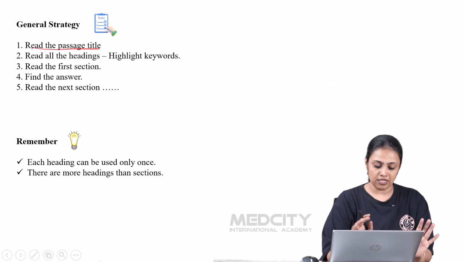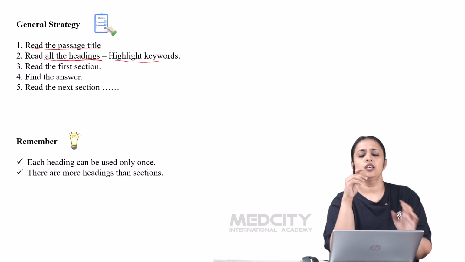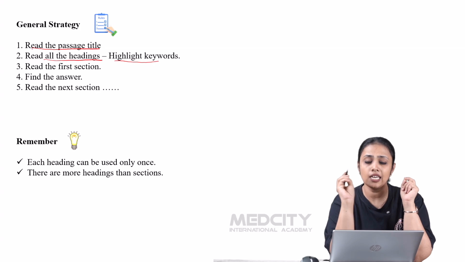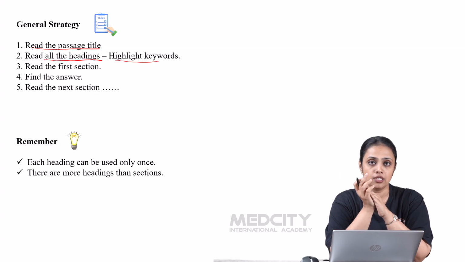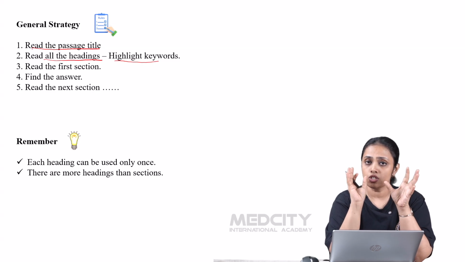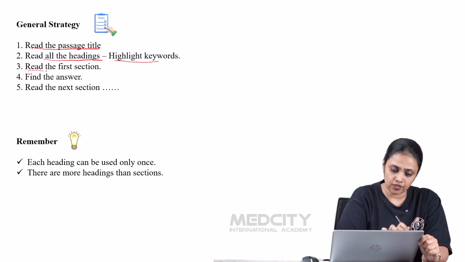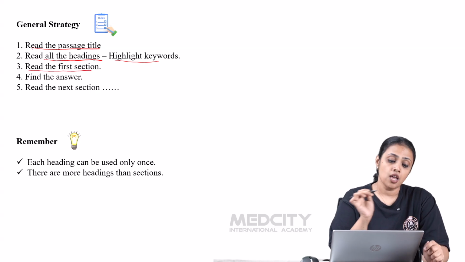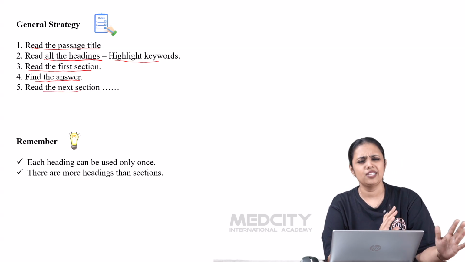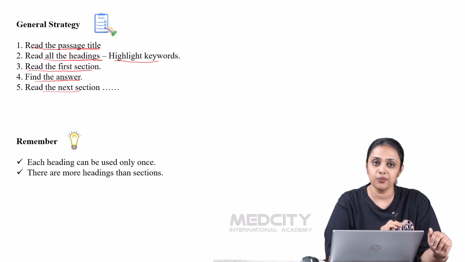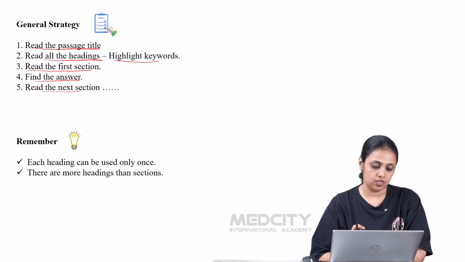Then read the passage title, read all the headings, highlight keywords, go through all the headings. We might not remember all of them, but just highlight the keywords, the main words, which will actually help us in choosing or matching the answer. Whatever words you feel are keywords, highlight them, underline them. Then read the first section mentioned in the question, then try to find the match for that. Then move on to the next section. You might feel it's not that straightforward, I do understand, but this is the general approach that you have to take when it comes to matching heading questions.